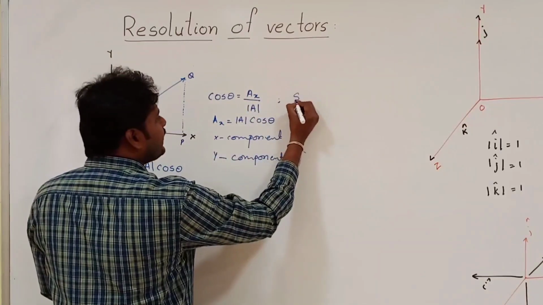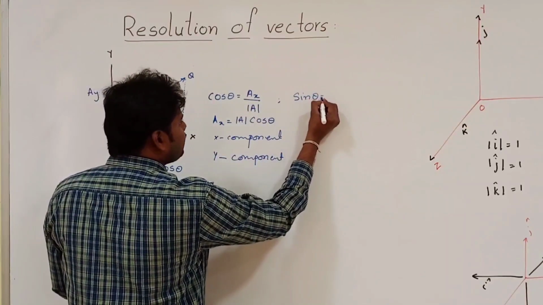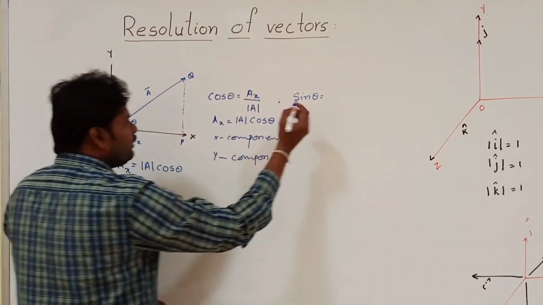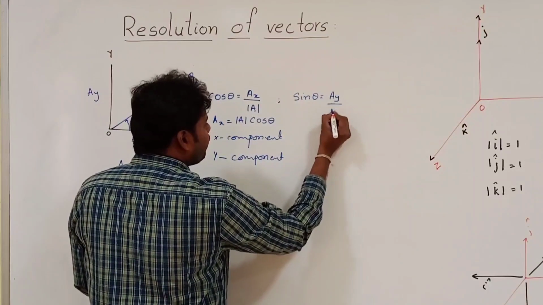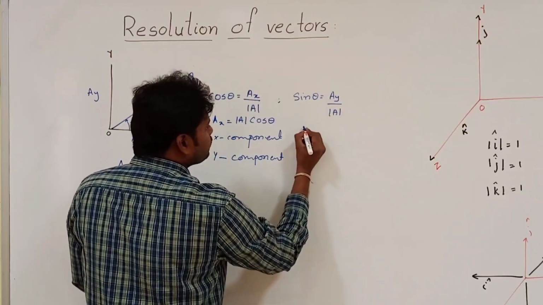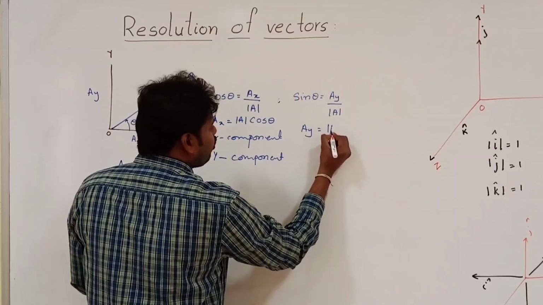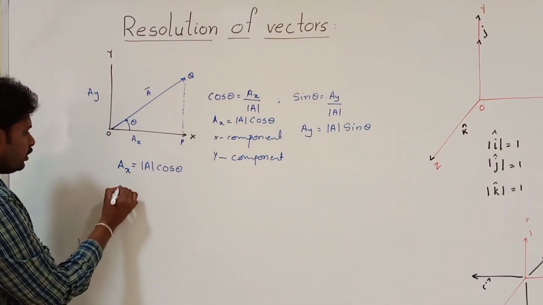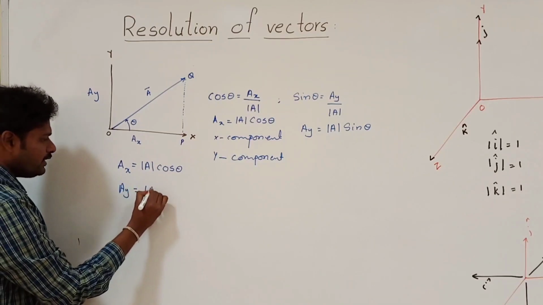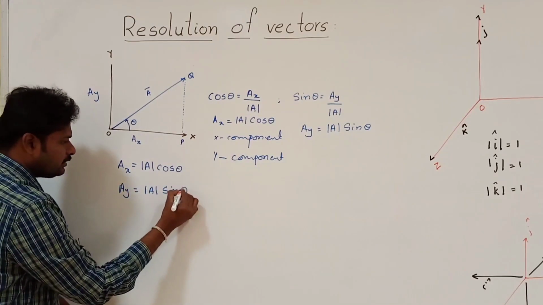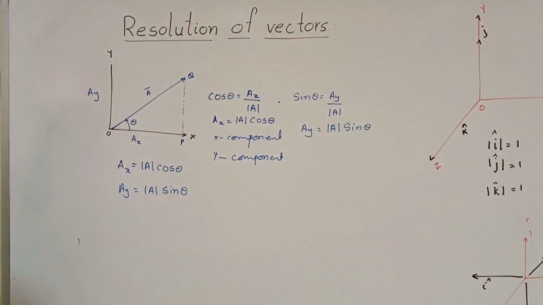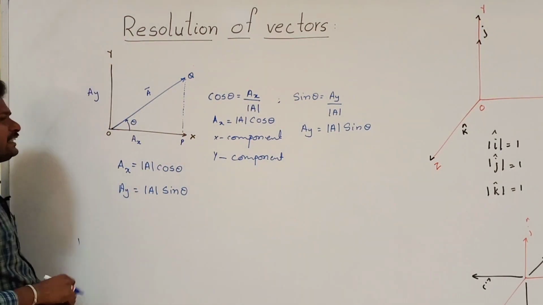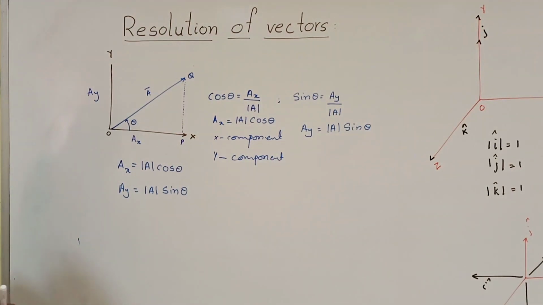Similarly, sin theta is equal to AY by mod A, if this is AY, this is also AY. So AY is equal to mod A sin theta. Right. Now, if this is theta, and the vectors are along the x and y axis, how should I write it?